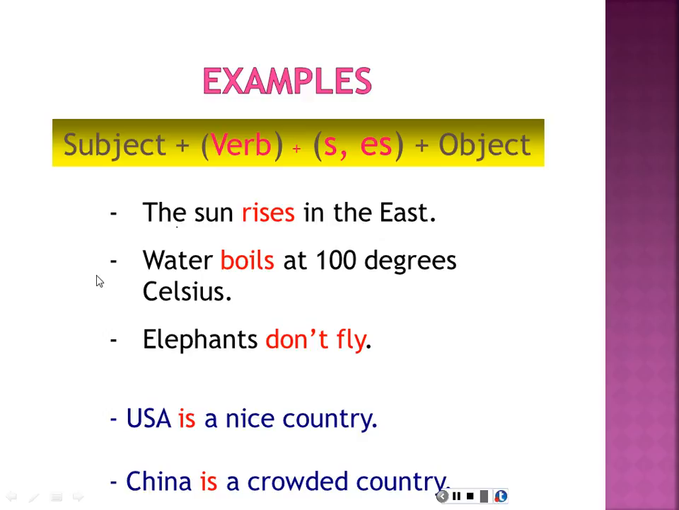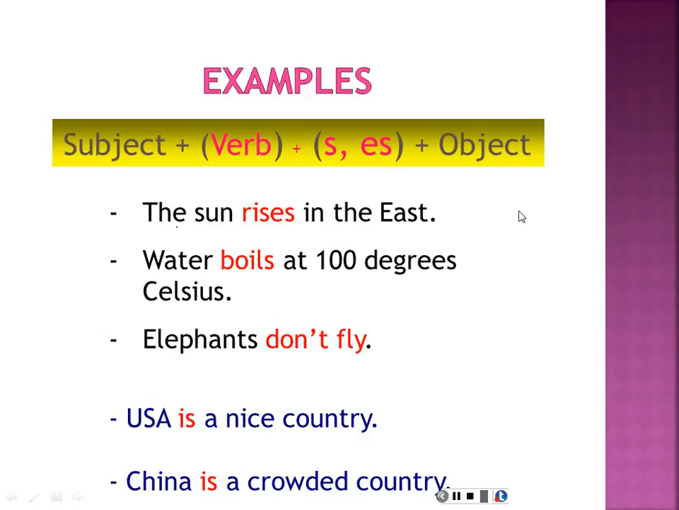In the second example, China is a crowded country. China is a crowded country. So this is another generalization. Maybe some people say it's a fact. But maybe in some parts of China it's not crowded. So this is another generalization that we have. Okay, so now we are done with the examples about all the facts and all the generalizations.